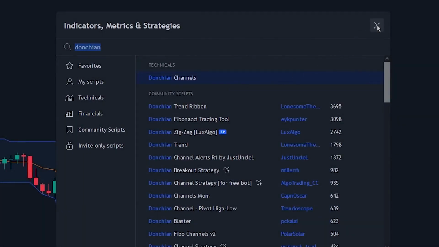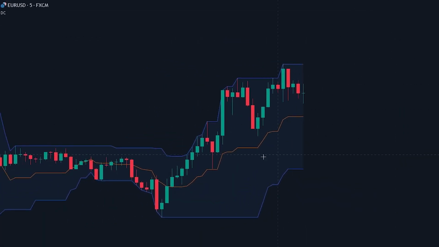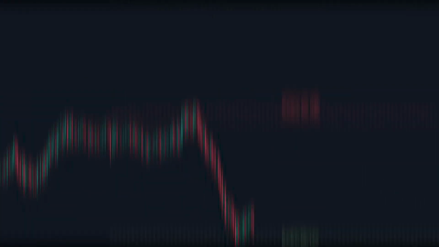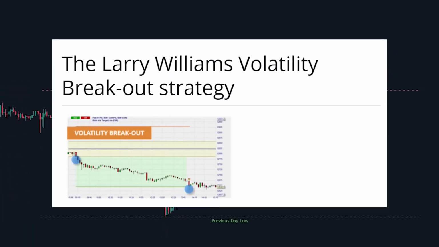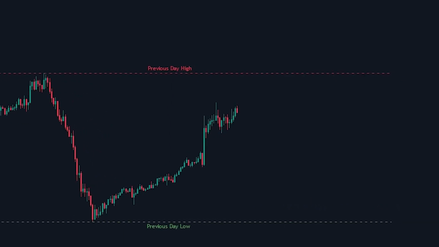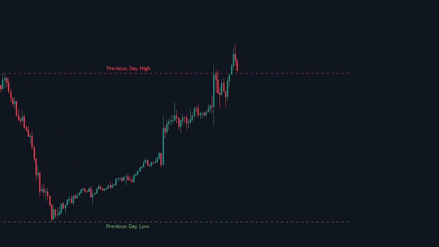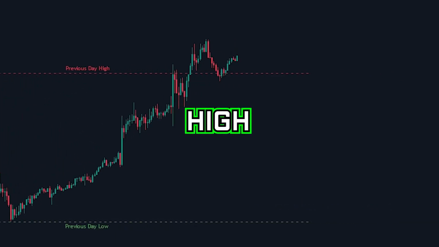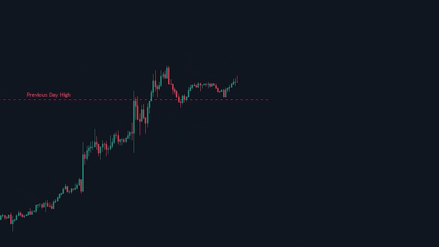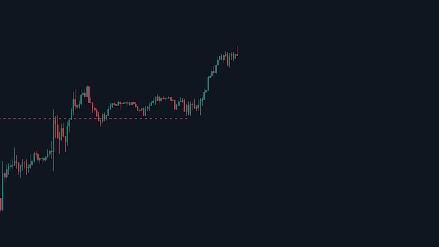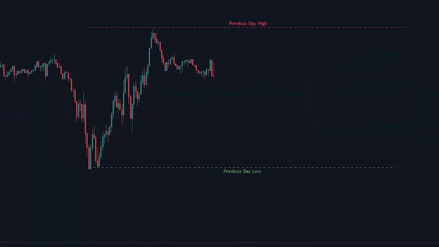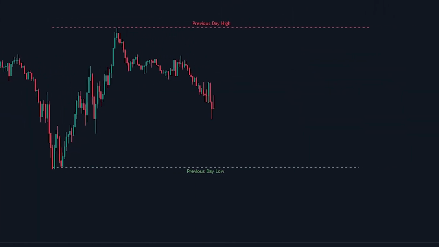Before we change the indicator settings, let's first properly understand what the strategy is. This strategy is based on the LW volatility breakout strategy. When using this strategy, we'll be looking to enter into a position based on if the price breaks above the low or high of the previous day. If the price rises and breaks out above the previous high, our bias will be bullish. However, if the price breaks below the previous low, we will have a bearish bias.